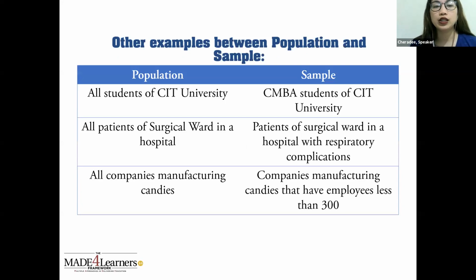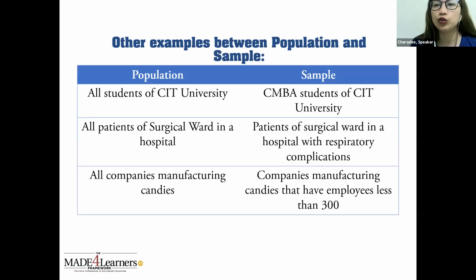So this is an example. All students of CIT University. Sample is only the CMBA students of CIT University. All patients in the surgical ward in the hospital. Sample will be patients of the surgical ward under the respiratory complications only. All companies manufacturing candies, sample: companies manufacturing candies that have only less than 300 employees. So that is an example of the difference among the two. So this will be included in your survey.